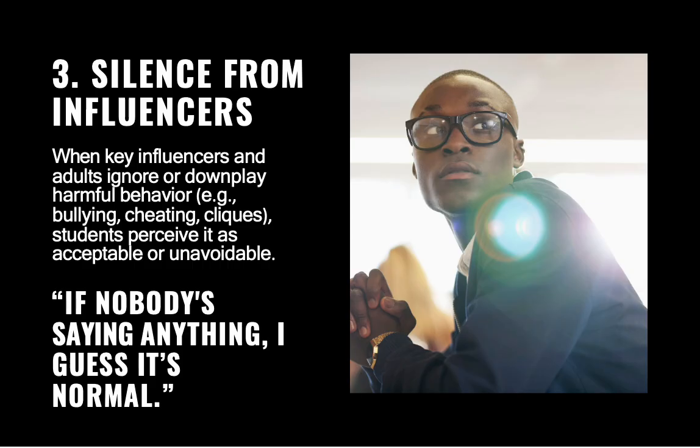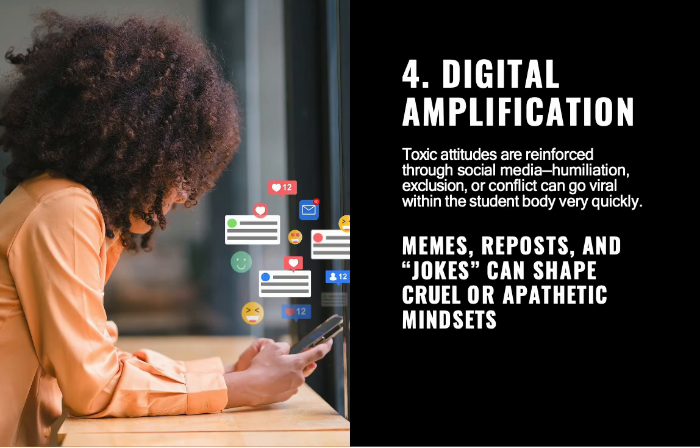Number 3, silence from influencers. When key influencers and adults ignore or downplay harmful behavior, like bullying, cheating, cliques, students perceive it as acceptable or unavoidable. If nobody's saying anything, I guess it's normal. Number 4, digital amplification. Toxic attitudes are reinforced through social media. Humiliation, exclusion, or conflict can go viral within the student body very quickly. Memes, reposts, and jokes can shape cruel or apathetic mindsets.